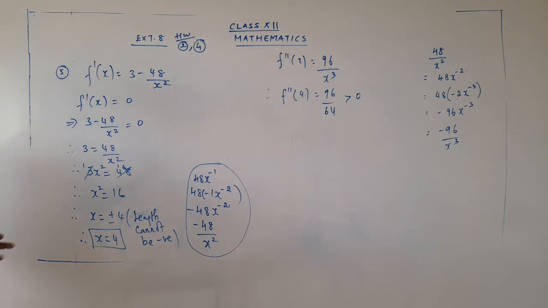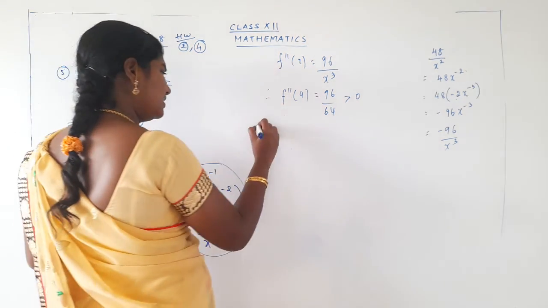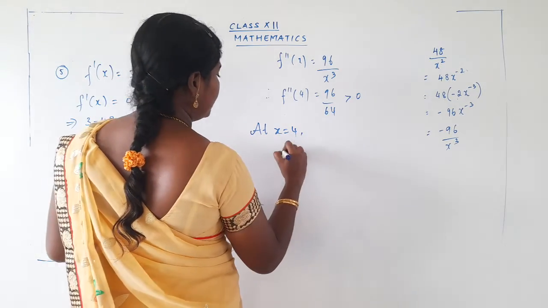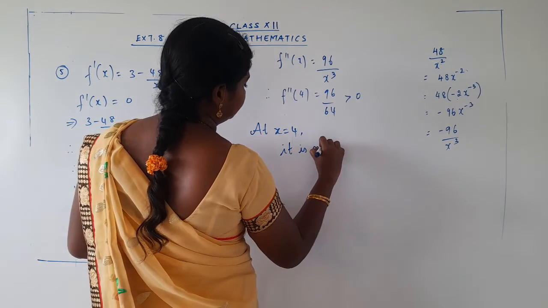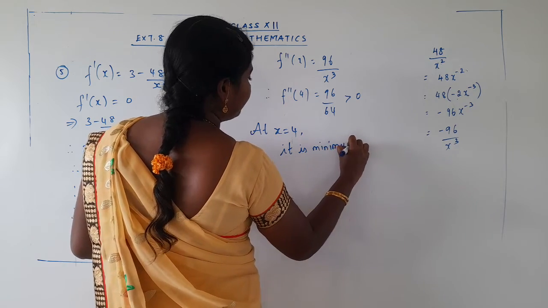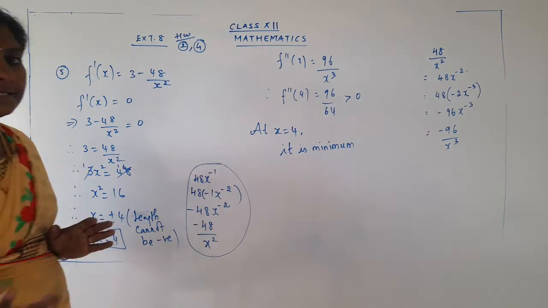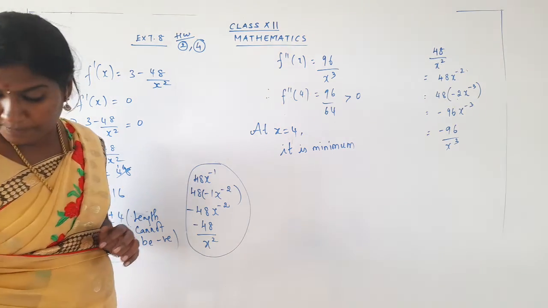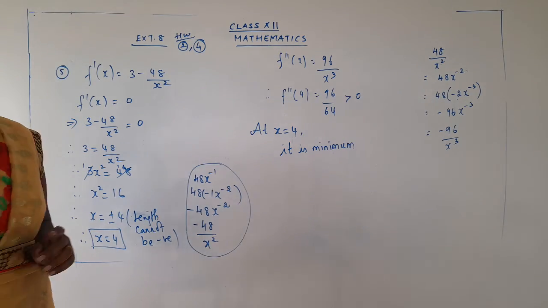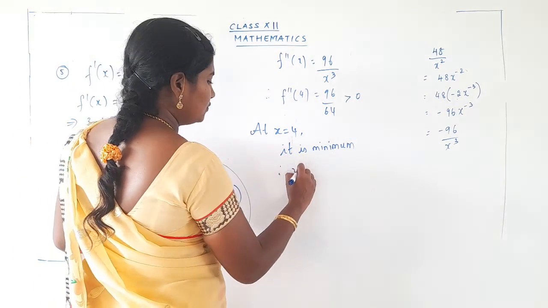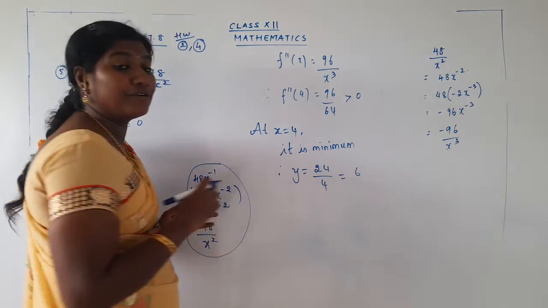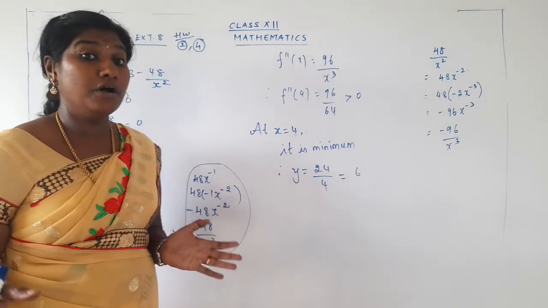Okay, so what you can say since it is positive? Yes, it is minimum. So at x is equal to 4, it is minimum. Okay, we have found the value for x. The next thing is to find the value for y. What is the value for y? y was 24 upon x. Therefore, y is equal to 24 upon 4, which gives you 6. So I have found the value for x also. I know the value for y also.